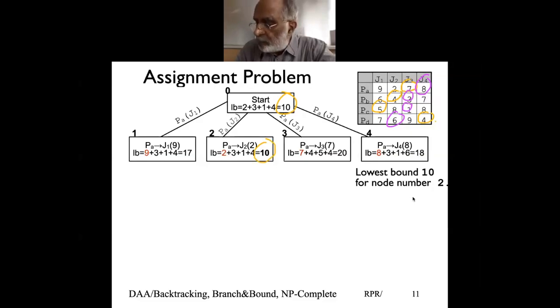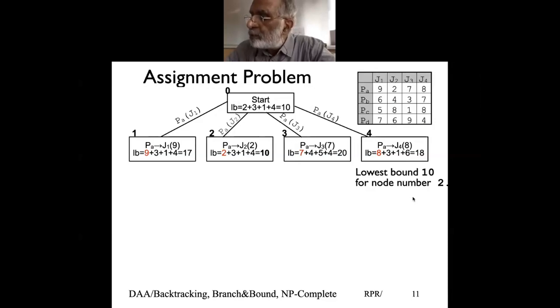So I'll keep node 1, node 3 and node 4 pending and explore. Since the most promising one is node 2, I'll explore that. Now when I explore node 2 further, look what happens.